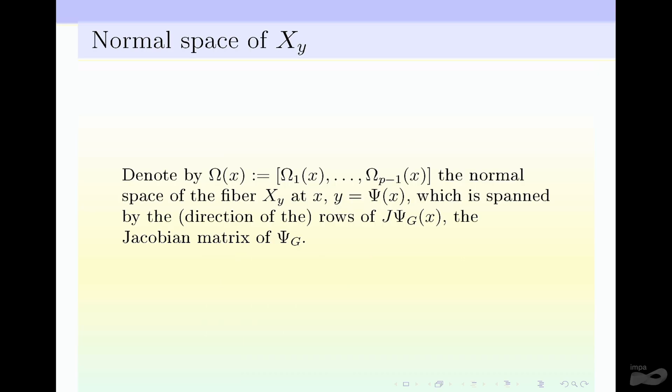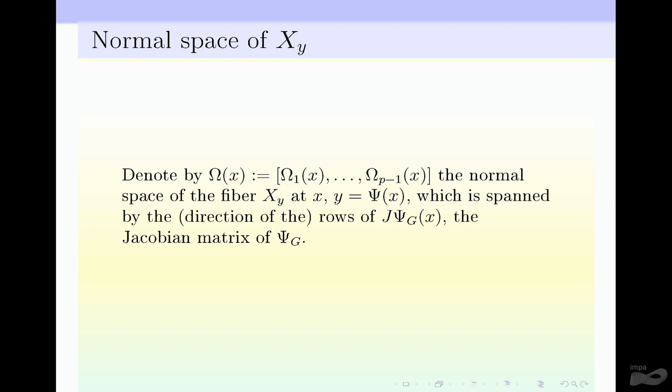Now, this is just the basic stuff to set up the notations and the things that I want to work on. So the normal space of xy: if you take a regular point on xy, it will give you a tangent plane, and you can also look at the normal plane, or normal space. For the moment, I will just denote it this way.